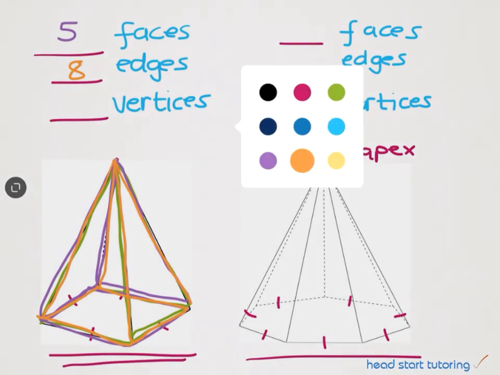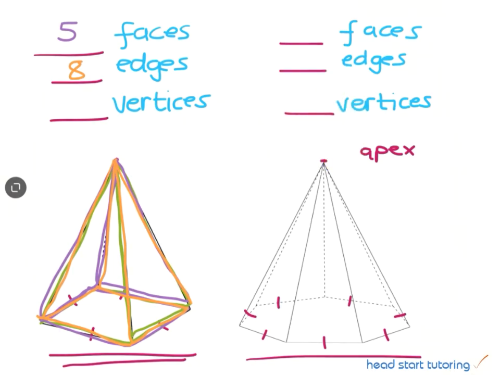And how many vertices do we have? Remember that an apex is a type of vertice, so we include that. We've got 1, 2, 3, 4, 5 vertices altogether in our square pyramid. Let's now have a look at our heptagonal pyramid. Our heptagonal pyramid has 1 heptagonal base at the bottom. So we've got 1 heptagonal base over there, which has 7 sides.